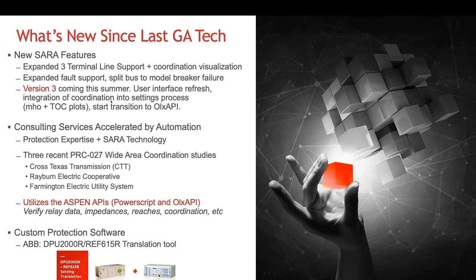So what's new? We're currently shipping version 2. Since Georgia Tech last year, we've expanded 3-terminal line support, mainly because we have some customers now who have a large number of these. We've also extended our coordination visualizations to support 3-terminal lines. We've expanded fault support and added support for split bus calculations. Sarah will automatically go in and split the bus to model breaker failure.